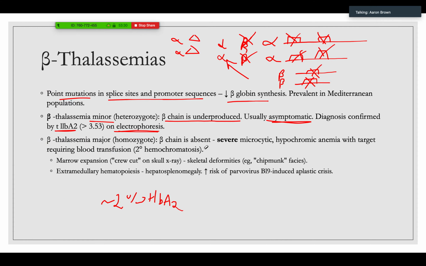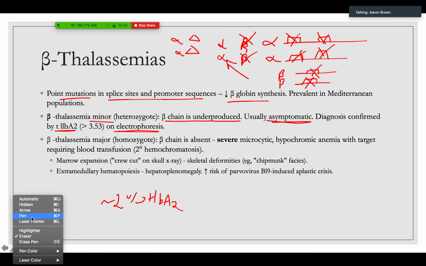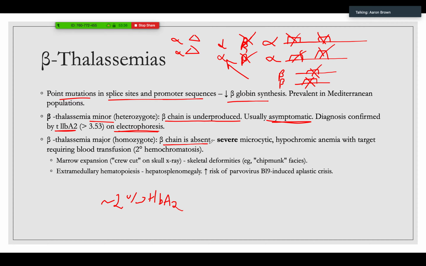Okay. And so what ends up happening if you delete 2, this means beta chain is going to be absent. You don't have any beta chain at all. So you end up with microcytic hypochromic anemia with target cells, right? We have red blood cells that have a giant target in the middle of them. I know you've seen the pictures of these, what they look like. These target cells are your beta thalassemia. You need to associate those 2 together.